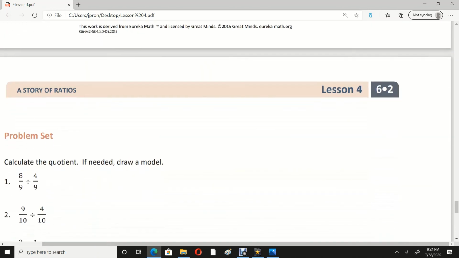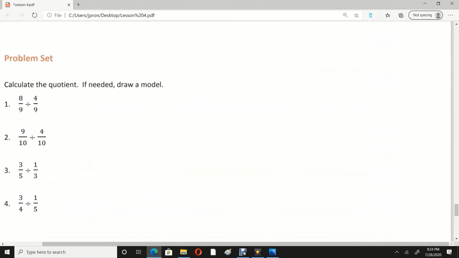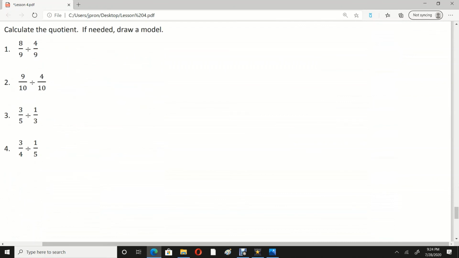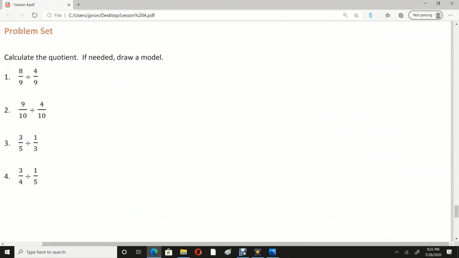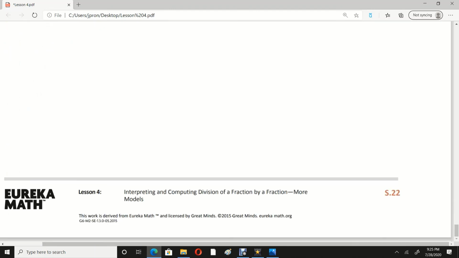Now you have the problem set. Problems 1 through 4 are just division problems. Some of them have common denominators, some of them don't. And that's it. That's all you have in a problem. Wow. Okay. I'm probably going to find some more work for you.